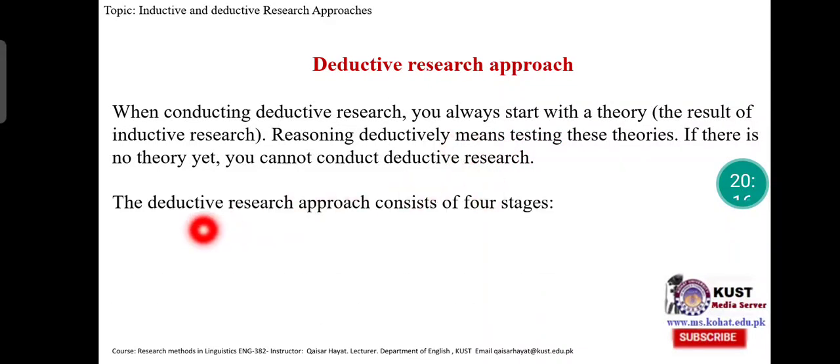Now, the deductive research approach consists of 4 stages. In the earlier case, in inductive, how many stages were there? Yes, there were 3 stages. The first one was observation, the next was pattern observation, and the third was to make theory. Let's see what are the 4 stages in the deductive research method.